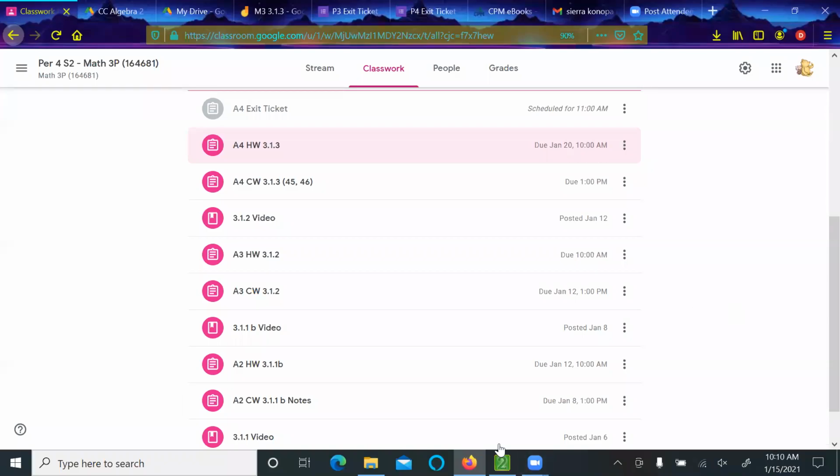Record on this computer. I'm going to turn off my video and let's look at, what do I want to look at? I want to look at my Jamboard.